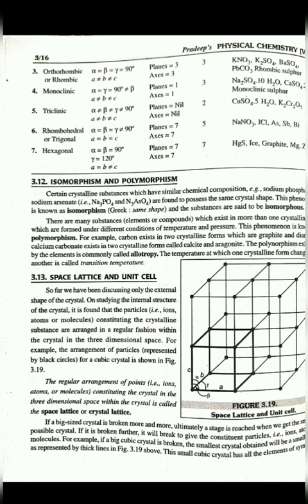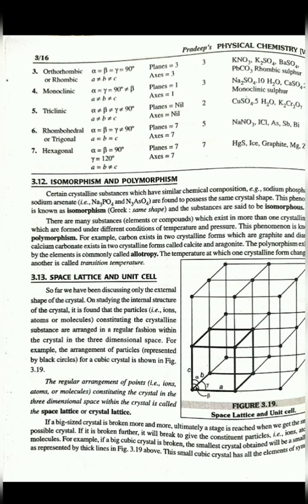So far we have been discussing only the external shape of the crystal. On studying the internal structure of the crystal, it is found that the particles, that is ions, atoms or molecules constituting the crystalline substance, are arranged in a regular fashion within the crystal in the three-dimensional space. For example, the arrangement of particles represented by black circles for a cubic crystal is shown in figure.